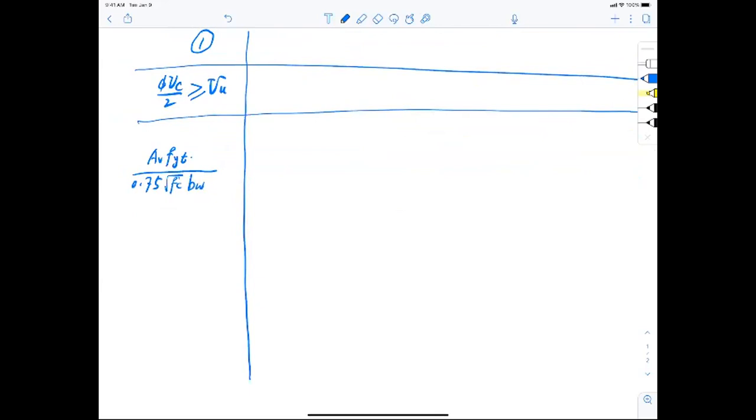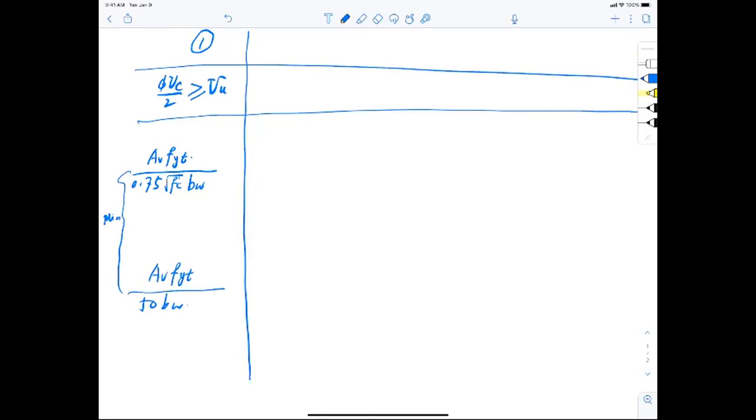How about the other term? Av fyt divided by what? 50 bw. So which one do I pick? The smaller one or the bigger one? Smaller one, right? So minimum of both, right? And that's it, category one, done.